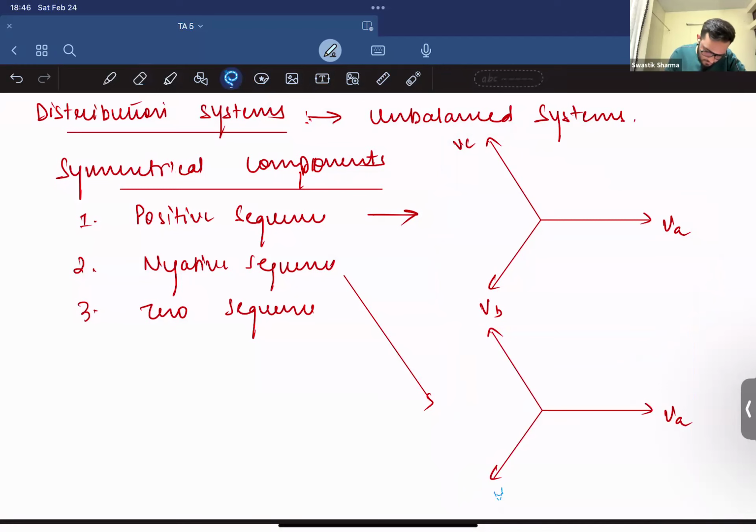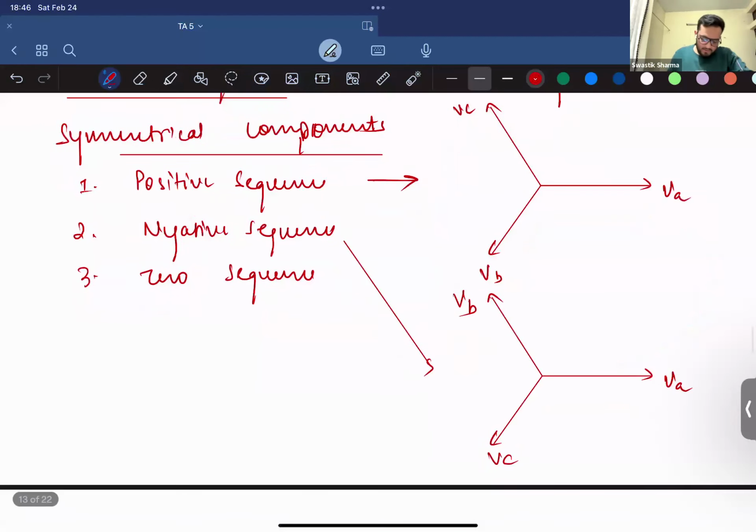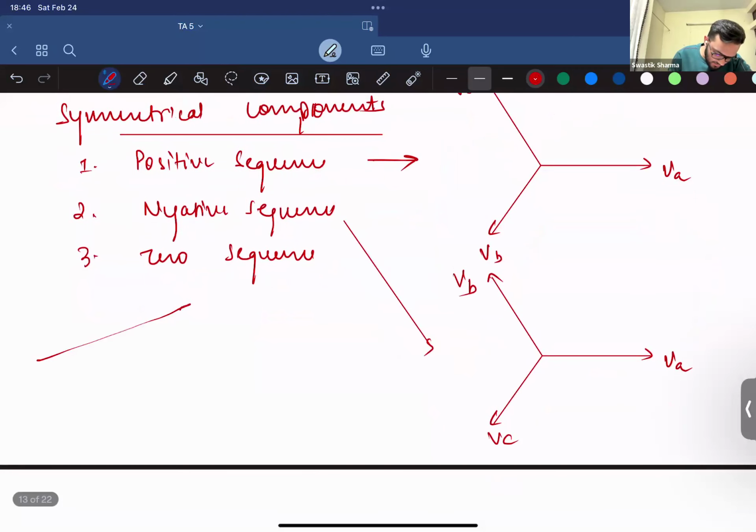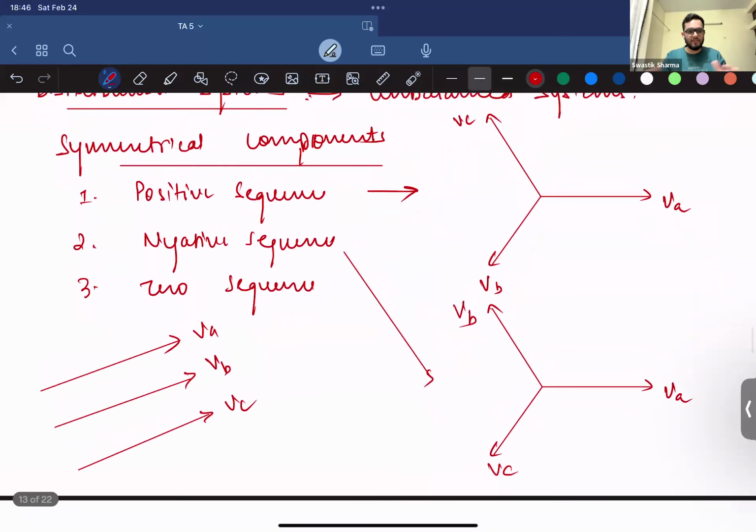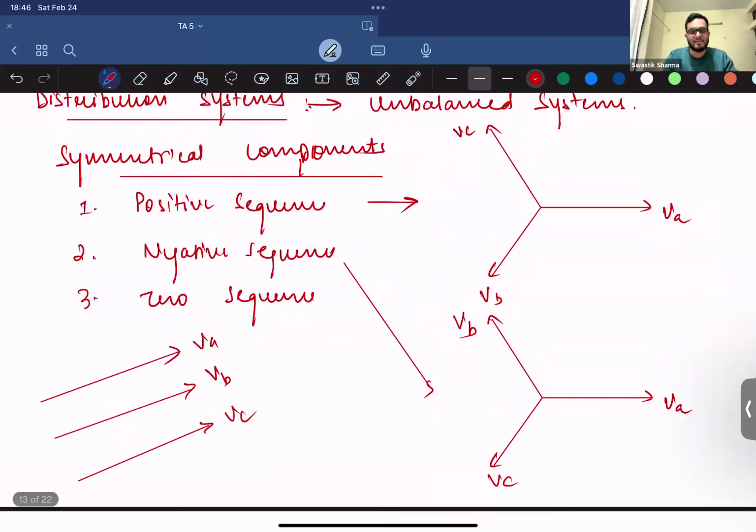So these are VC and VB. And zero sequence, they don't have any phase angle associated with them. So this is VA. Decomposing them into three different components helps us analyze them from a single phase perspective only, right? Because they are balanced components, but there are three different quantities. So how do we denote it?